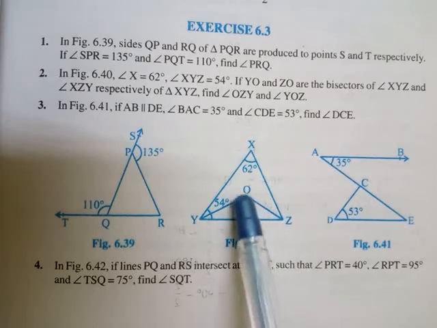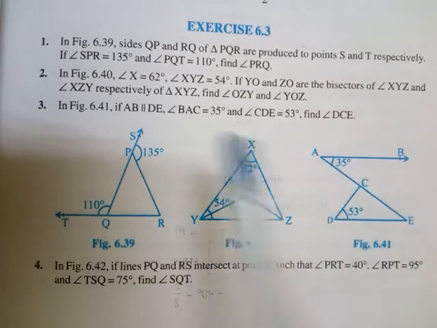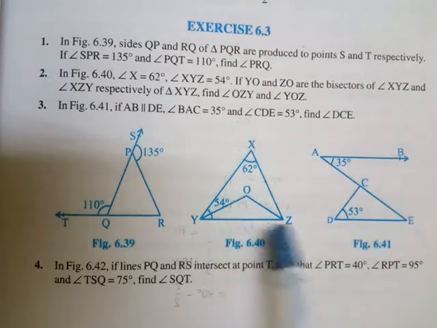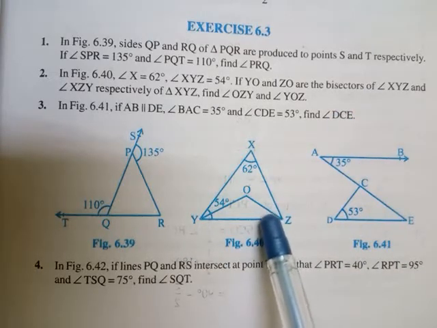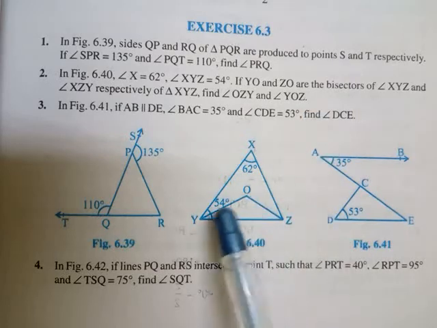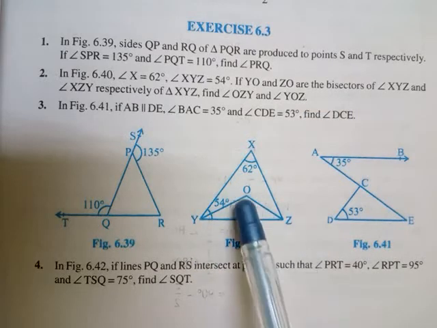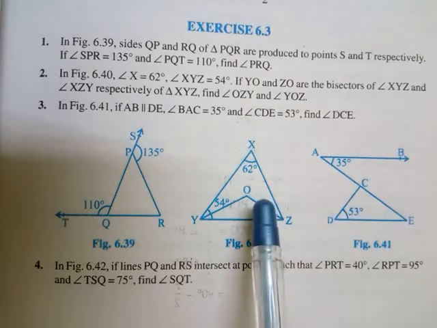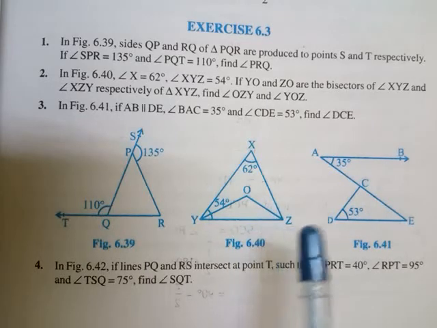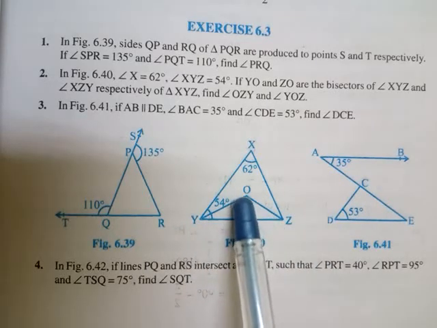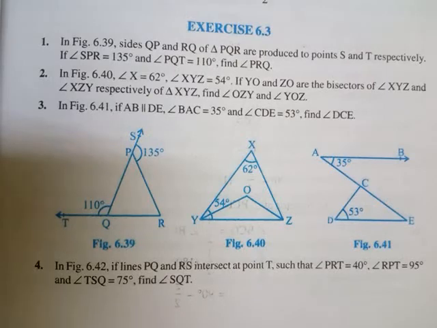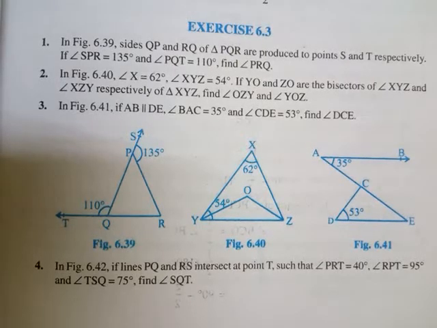XZY, which means YO and ZO are the bisectors respectively of triangle XYZ. Find OZY, which means this small portion OZY, and YOZ, which means this angle. I repeat again, OZY, which means this small portion, and YOZ, which means this portion. We have to find these out. So student, let's have a look how to solve this one. Question number 2.